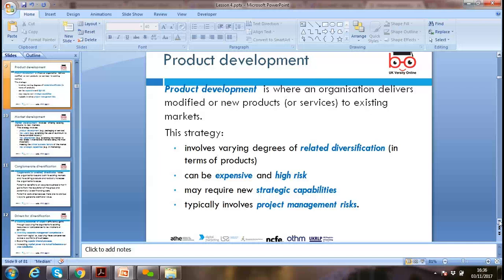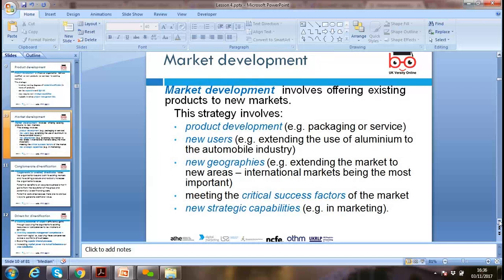Yes, we need to look at strategic capability. Capability means the ability to do something, which we learned in the second lesson as well, where I discussed the difference between competencies and capabilities. So, project management risk: we need to identify risk.